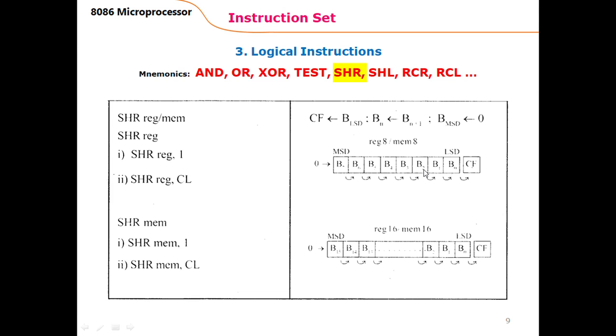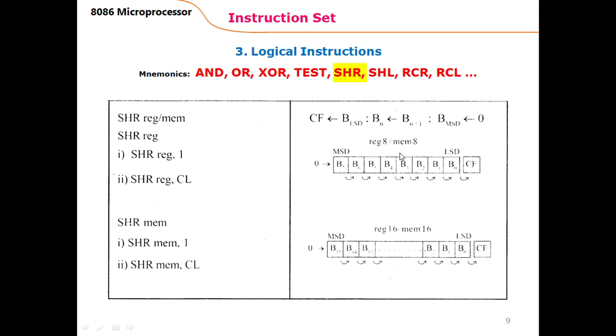So for example, B0 is moved to the carry flag, and this B0 is replaced with B1 as this B1 is right shifted by one place, and B2 is shifted to this bit, B3 is shifted to B2, B4 is shifted to B3, B5 is shifted to the place of B4, B6 is shifted to B5, and B7 is shifted to B6. And this B7, the most significant digit, is replaced with 0. And this least significant digit, which is here, is moved to the carry flag. So this is how shift right works.